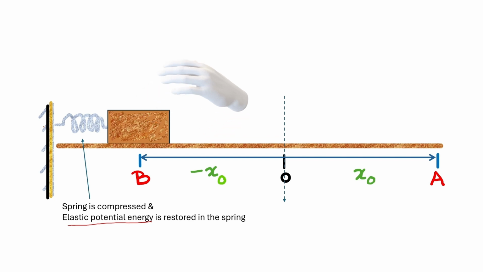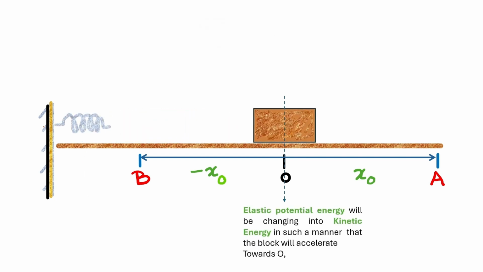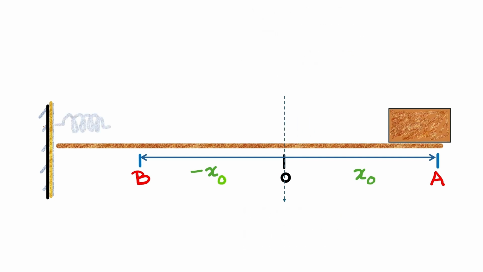And when the spring is released, its elastic potential energy changes into kinetic energy in such a manner that the block accelerates towards O. When it passes O, its velocity will be maximum and kinetic energy will be maximum. The whole of the elastic potential energy will have been given by the spring to the block. The block keeps on moving to the right until it reaches A, which is a distance x naught on the right of the mean position O.